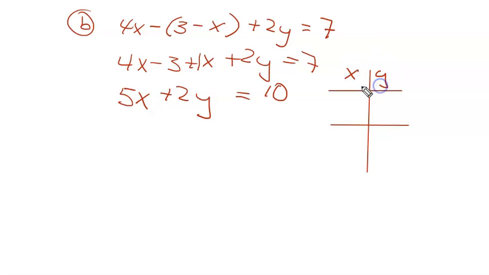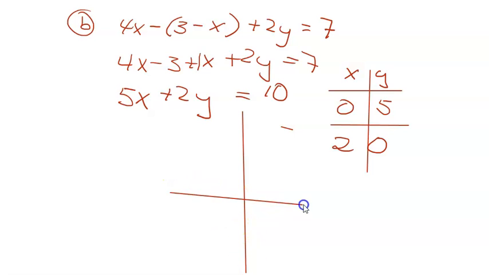x, y. So if x is 0, y is 5. And if y is 0, x is 2. And now we make our little graph here and plot these. So 0, 5: 1, 2, 3, 4, 5. And then 2, 0: 1, 2. And our graph then will look like that.